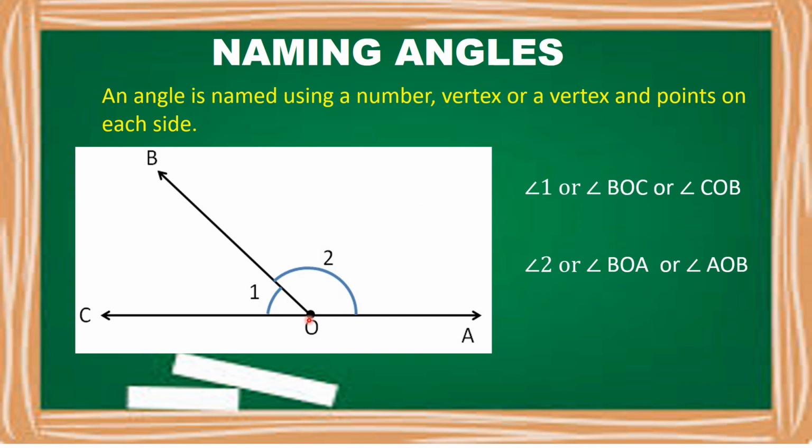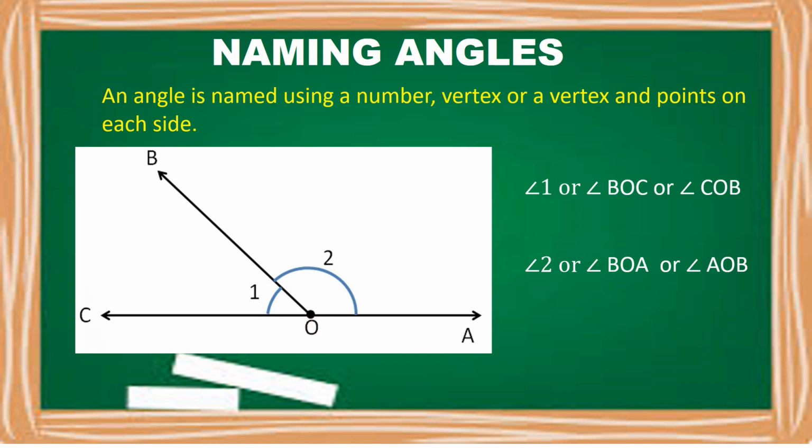It says here that we can name angles by using the vertex alone. But in this case, we cannot name this as angle O. Why? It's because when we say angle O, it would mean this angle 1 or this angle 2. It might be confusing. So, when using a vertex to name an angle, make sure that the angle is just a single angle and not like this one where the two angles are sharing a common vertex.